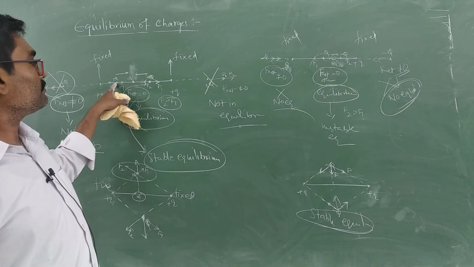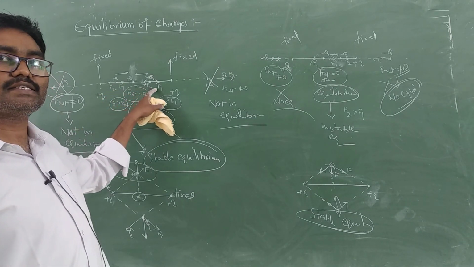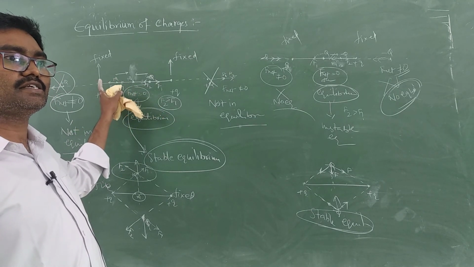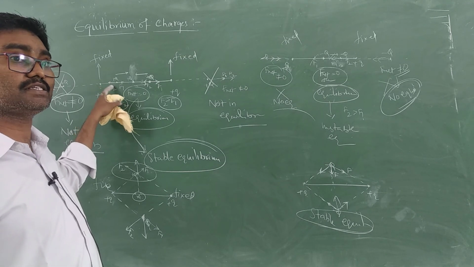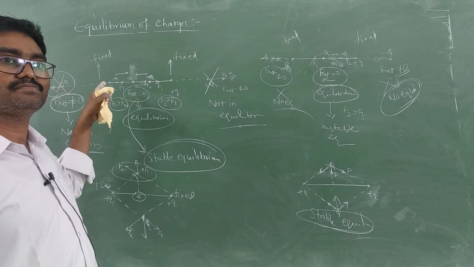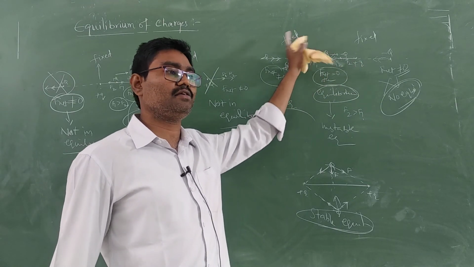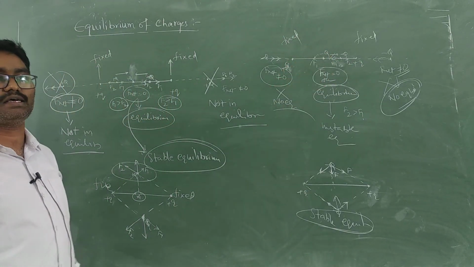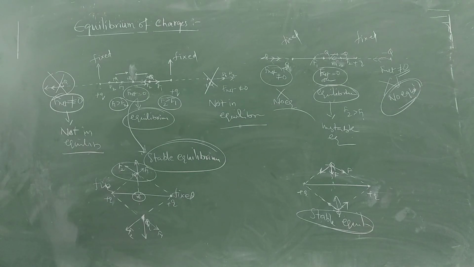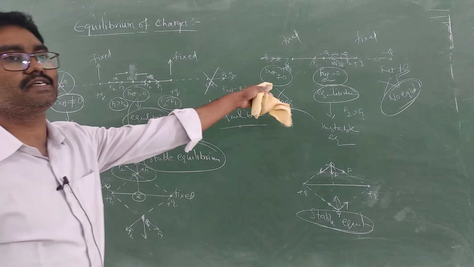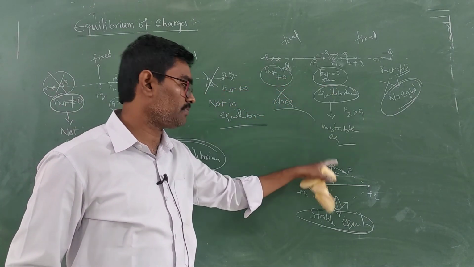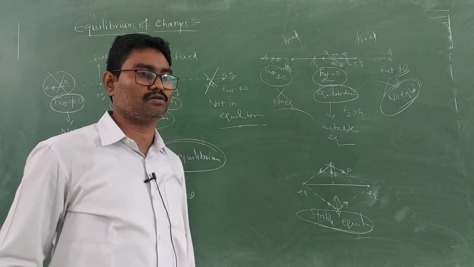Okay. For fixed like charges on the line, if you place a charge between them, there is stable equilibrium. If the opposite-sign charge is placed between like charges, then along the axis it is not stable equilibrium. Perpendicular to the line, this is stable equilibrium.